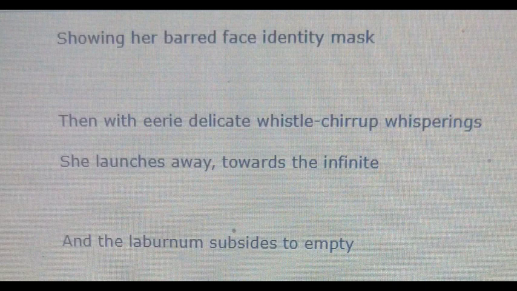And flirts means moves abruptly or jerkily with light steps. Abruptly means suddenly. So suddenly this bird comes to a branch end, showing her barred face, identity mask. Barred, what is the meaning of barred face? Barred means stripes. You must have seen a tiger is a barred animal. On its body there are stripes, yellow, black, brown, and there are certain birds who have a barred face. On the face you can see some kind of stripes.